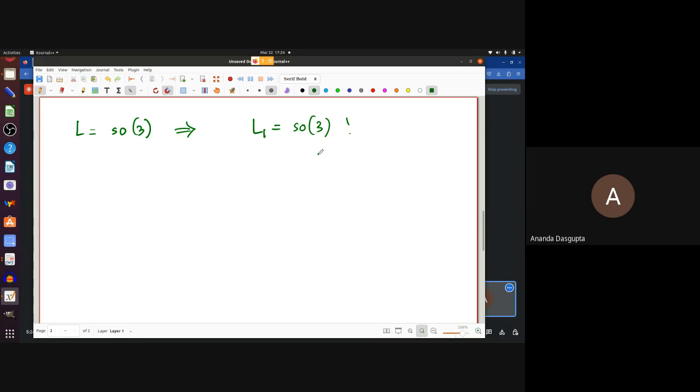So there are examples where the derivative subalgebra, or the commutator subalgebra, is the algebra itself. The other extreme example of this is if L is abelian, then L1 is how much? If it's abelian, what does it tell you about the brackets?